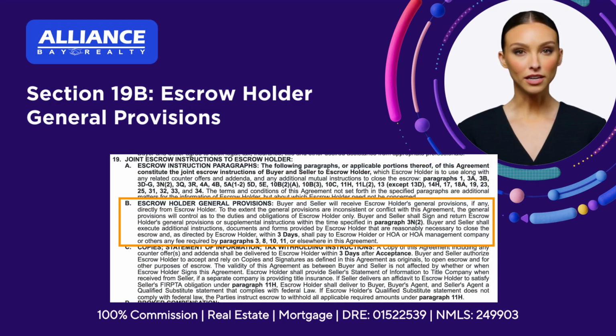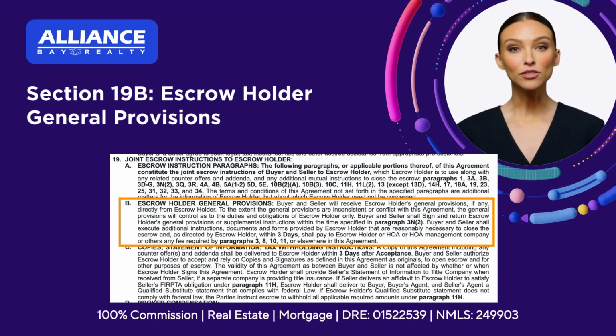Section 19B, Escrow Holder General Provisions. Most escrow companies have their own general provisions packet. 1. Buyer and seller agree escrow may use its standard general provisions in addition to the RPA. 2. If those provisions conflict, the RPA controls. 3. Buyer and seller must sign and return any additional escrow instructions within the time set in Section 3N2.